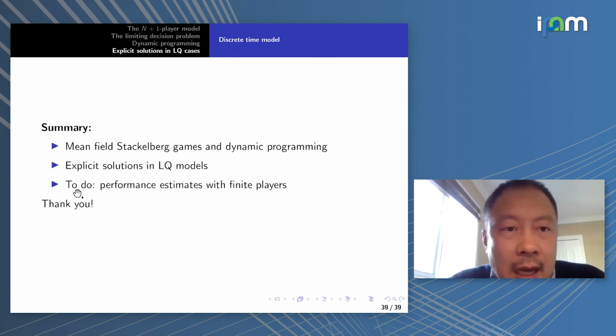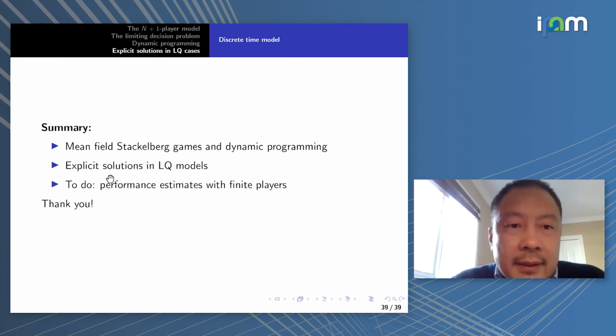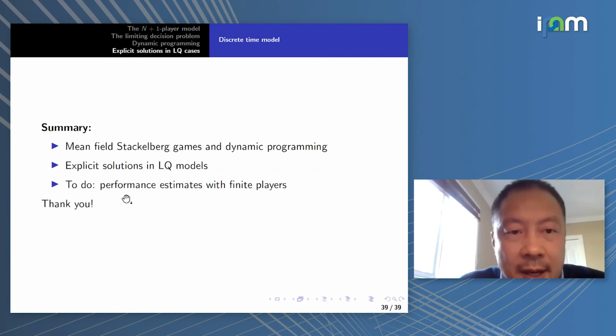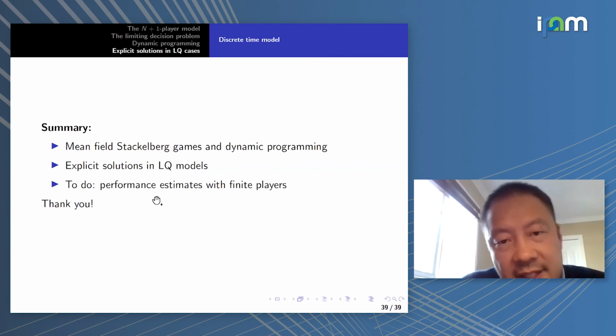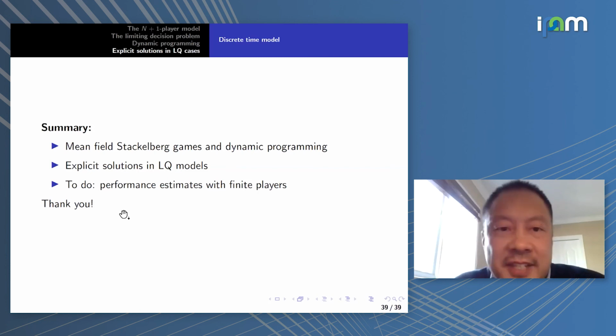To conclude, in this talk, we studied mean field Stackelberg games and applied dynamic programming, and we obtained explicit solutions in a few models. For future work, it will be of interest to do performance estimates when we apply the strategies obtained here to a finite population model. Thank you for your attention.